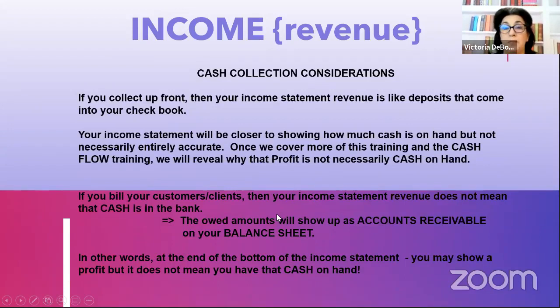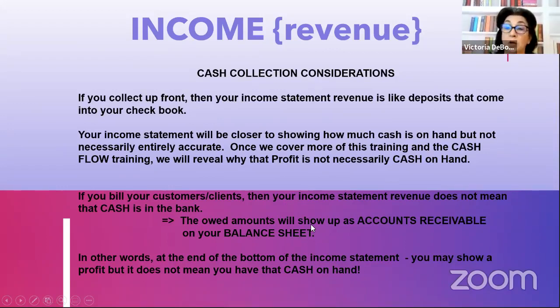So what does that mean to you? Cash collection considerations. If you collect money up front, then your income statement, as I said before, is like deposits that come into your checkbook, and your income statement will be closer to showing you how much cash is on hand, but it's not necessarily entirely accurate. And once we cover more of this training, and one of the next sections that I will be covering, cash flow training, will reveal why profit is not necessarily cash on hand. If you bill your customers, then your income statement doesn't mean that cash is in the bank.